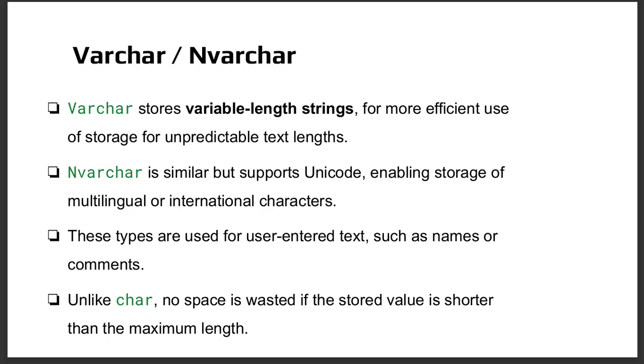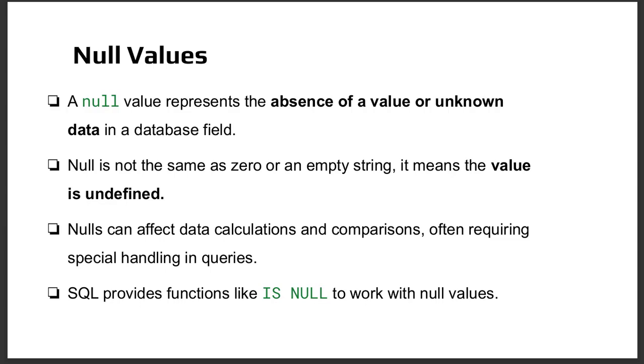Our next data type is a null value. A null value occurs when we have a data value that is unknown within the database. A null value does not mean 0 or an empty string. It means that the value that is inputted within the database is unknown or undefined.